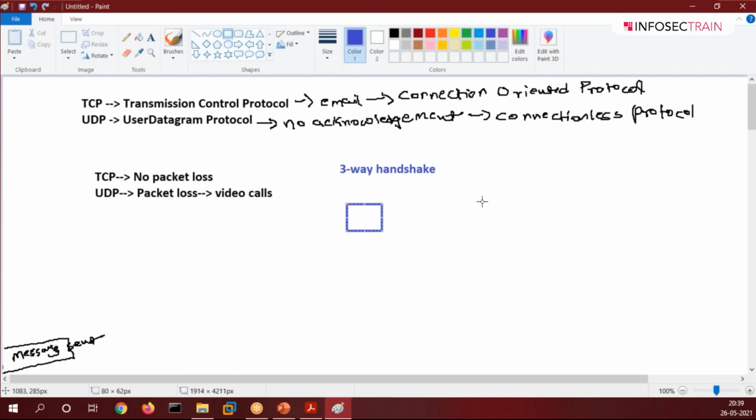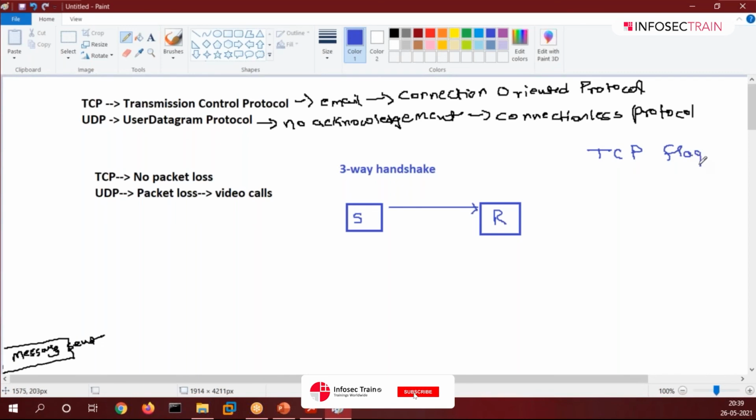So let's say this is a sender machine and this is a receiver machine, right? So what will be happening over here? First, the sender will send a synchronization flag to the receiver. So this is a sender, this is a receiver. So we have TCP flags. Does anyone know about TCP flags?